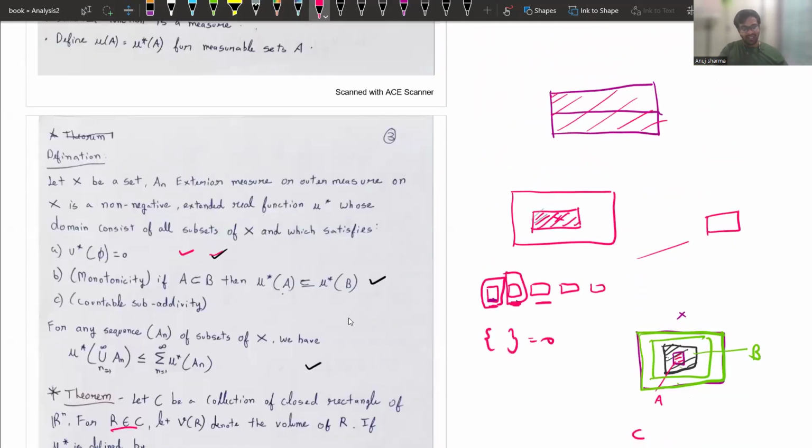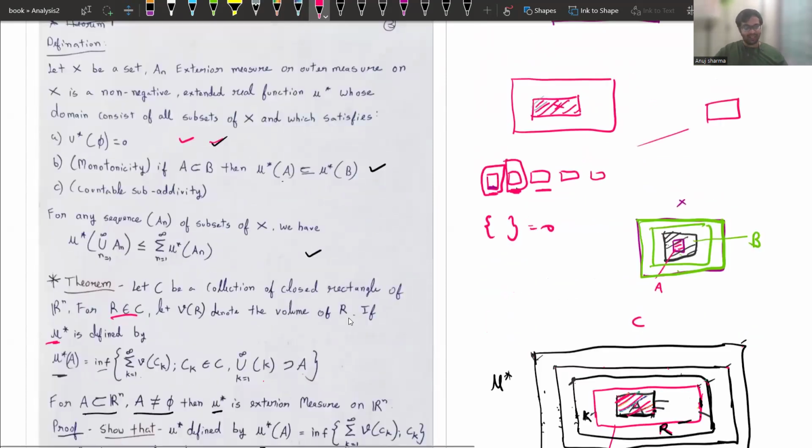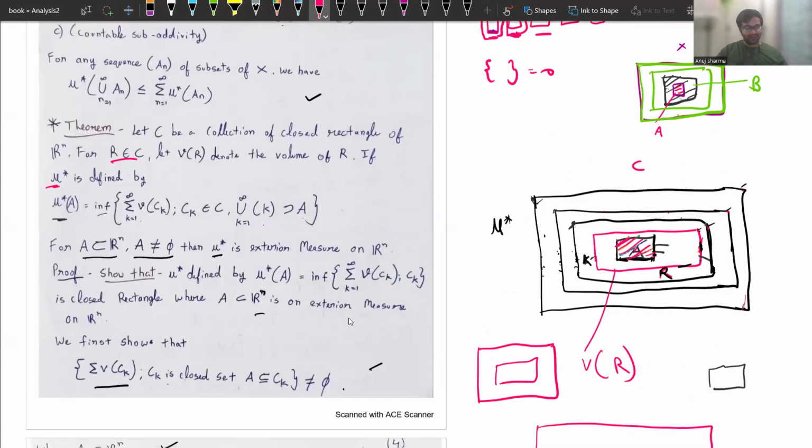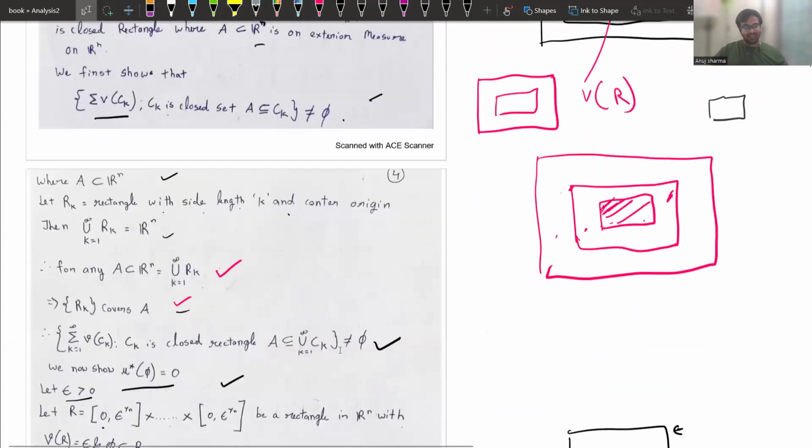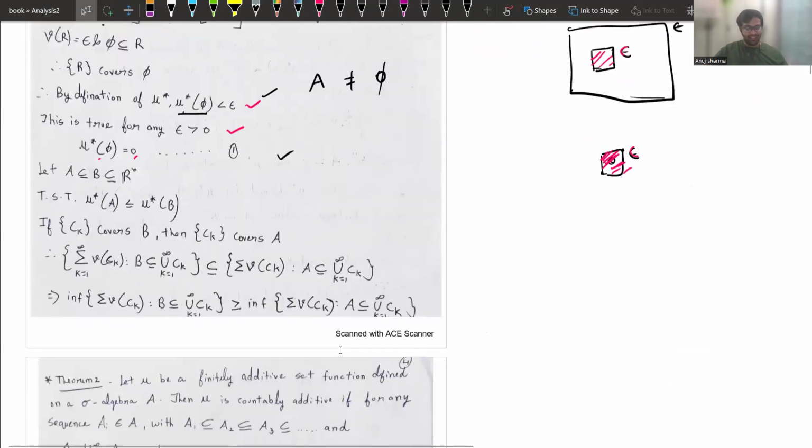To prove that it is actually a measure, these properties need to be satisfied. Now we would prove monotonicity. Monotonicity means if A is a subset of B, then the measure of A is less than or equal to the measure of B. This is how we will prove it. So to prove that, let's bring one set A and one set B. A is a subset of B, and B is a subset of R^n. You have to show this monotonicity property. So this is very interesting.